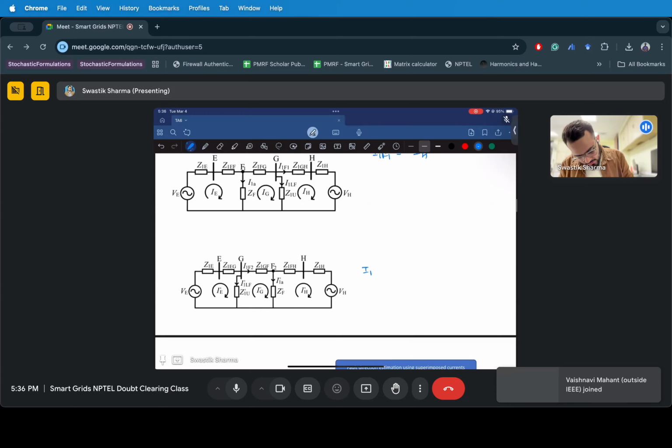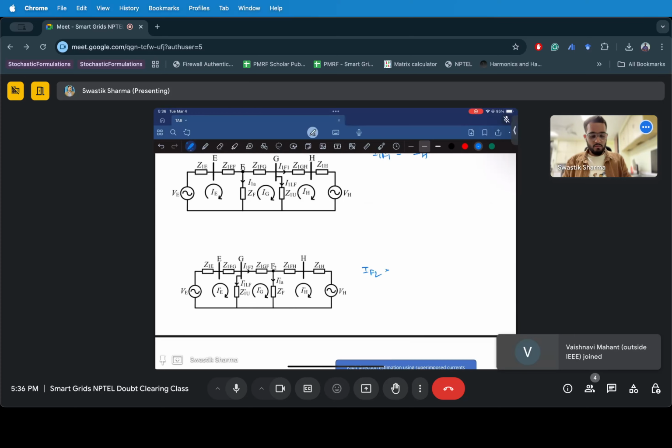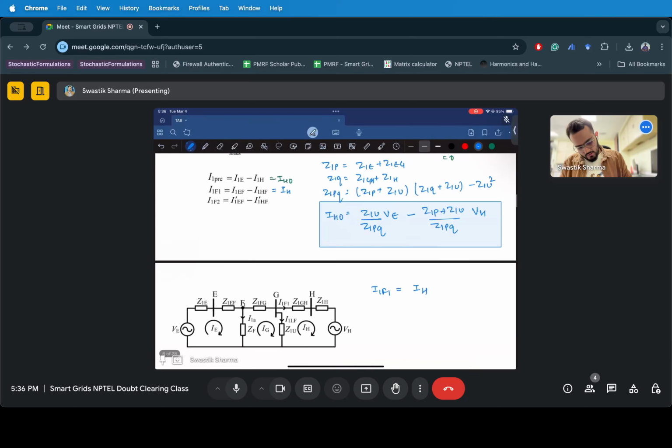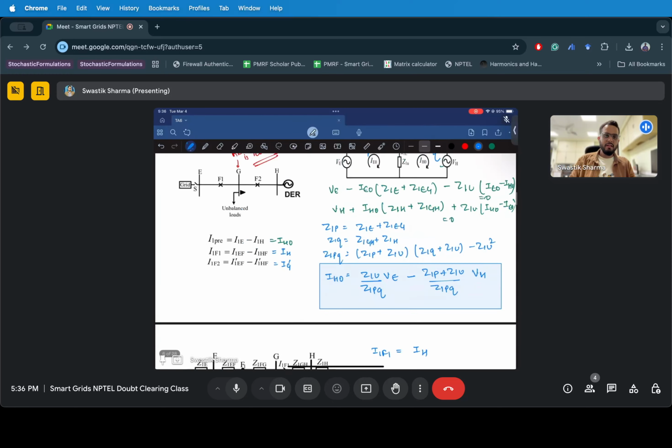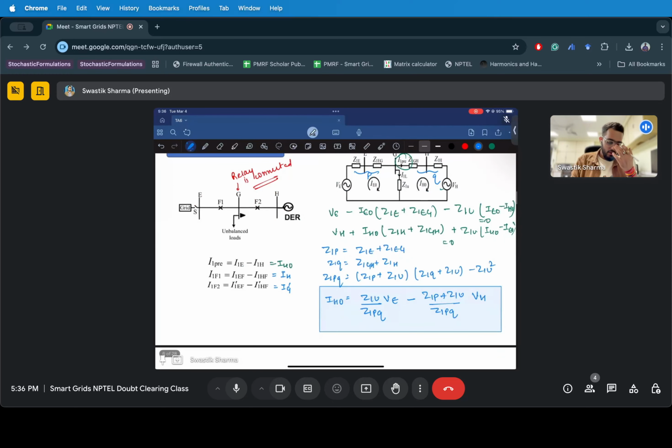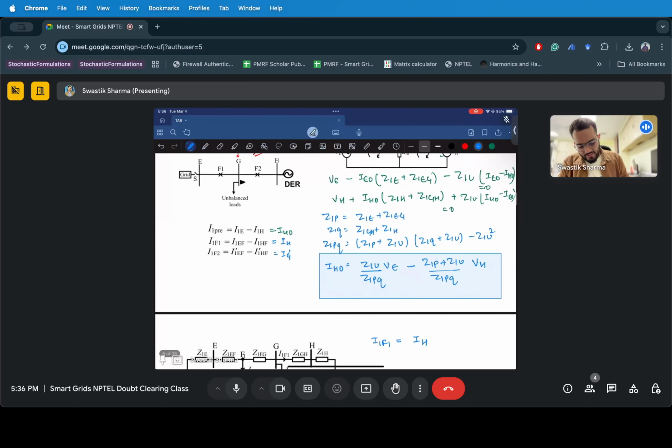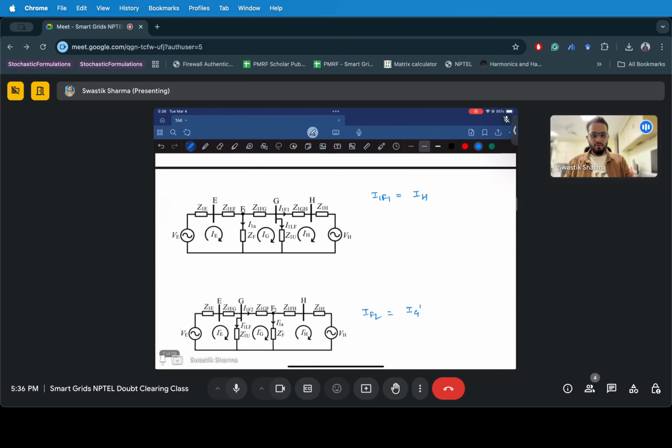Similarly for F2, what is your fault current? For F2, your fault current is nothing but IG dash. So for the fault at F2, you have to do a similar KVL for these two nodes and find out this IG dash current. Now you found both of these currents, right? So what is the plan? What are you going to do?